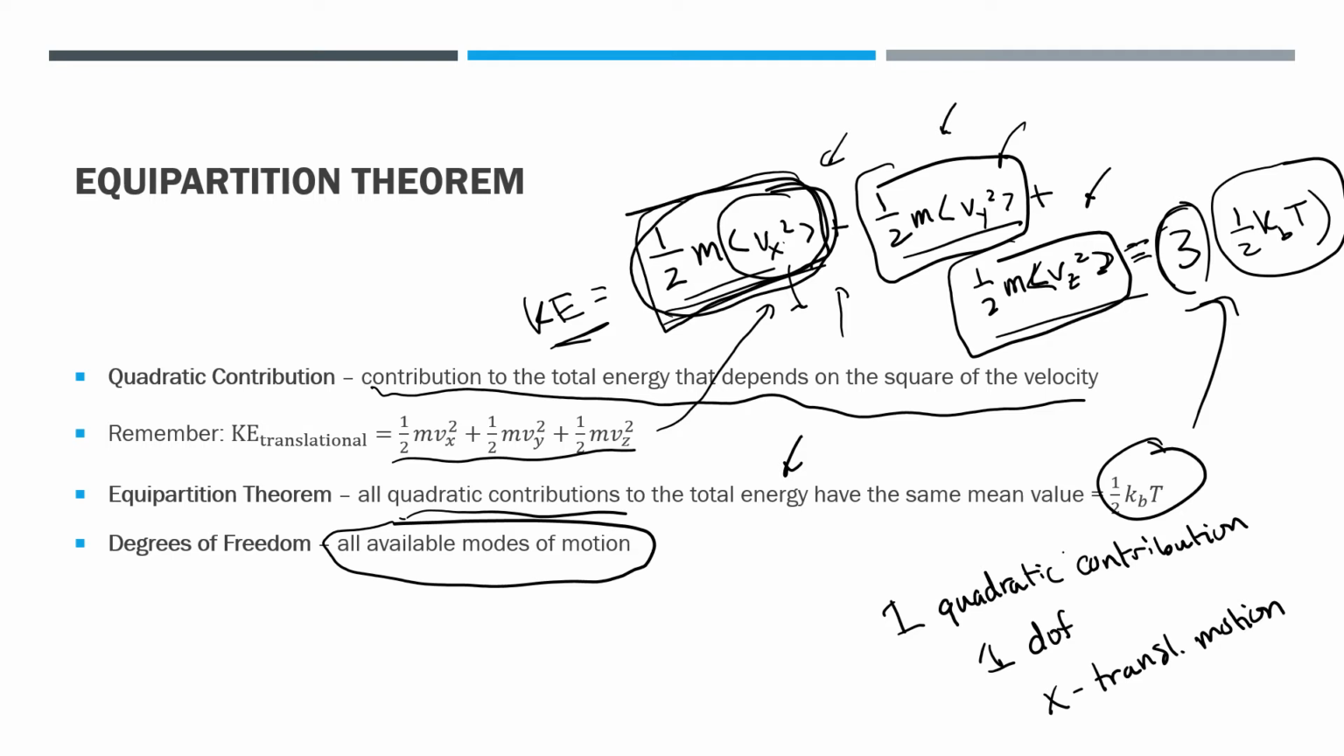The next slide is going to be how do we extend this idea to polyatomic gases, right? This 3 is the degrees of freedom in a monoatomic gas. How do we take that and figure out the degrees of freedom in a polyatomic gas? So let's move on to the next slide.